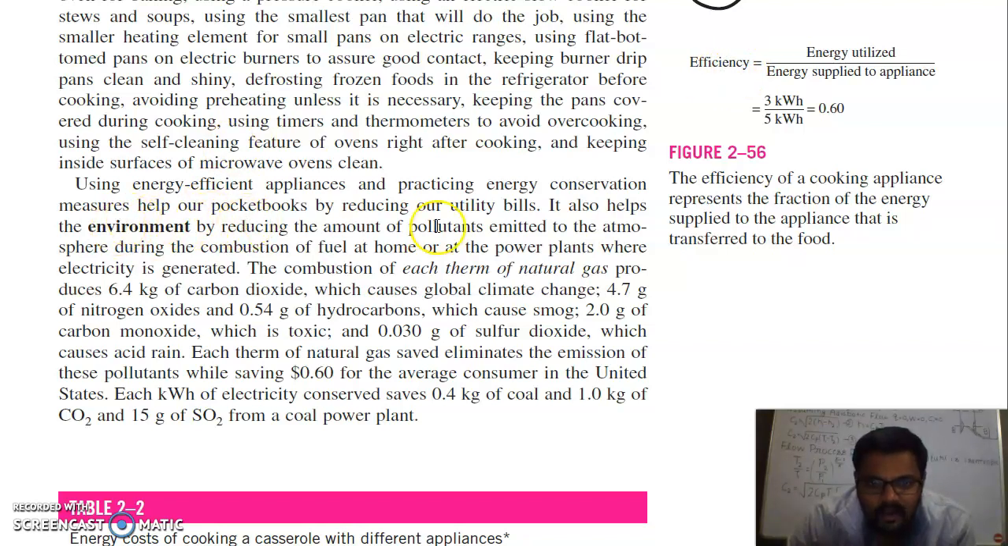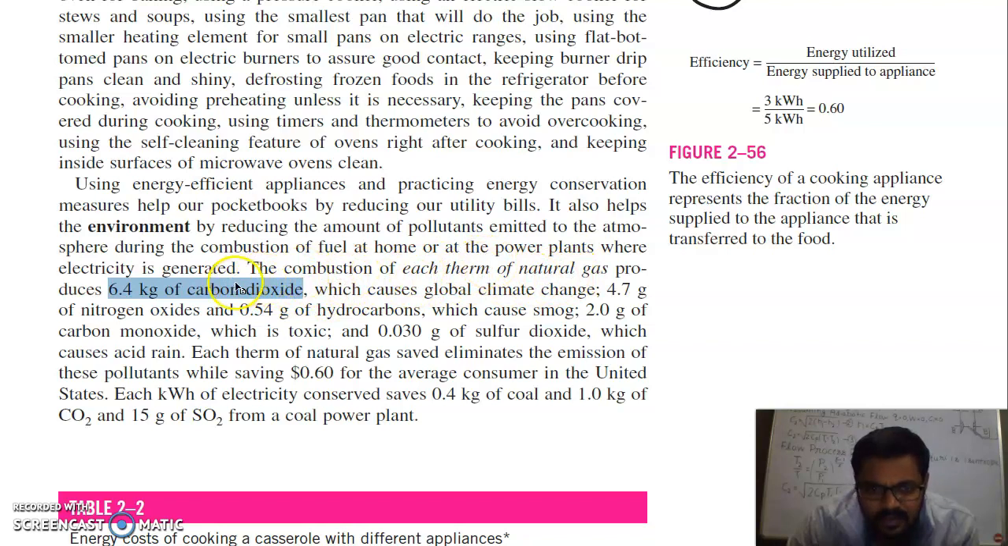Why is it so important? Because using energy efficient appliances and practicing energy conservation measures help our pocketbooks by reducing our utility bills. It also helps the environment by reducing the amount of pollutants emitted to the atmosphere during the combustion of fuel at home or at the power plants, because whatever energy we use will come either from power plants or natural gas. Every ounce burned will produce some global warming, or like 6.4 kg of carbon dioxide for each therm of natural gas.